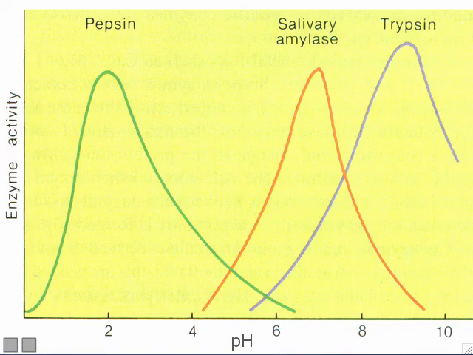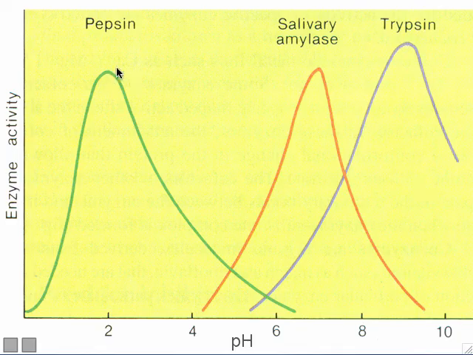Okay, but here's the thing. Different organs in the body have different pHs. And so not all enzymes in your body are going to have the exact same pH optimum as all the other enzymes in your body. So here's a different enzyme in your body. It's called pepsin, and notice that its pH optimum is pH 2. That's where it has its greatest activity. And here's another enzyme in your body. It's called trypsin, and its pH optimum looks around pH 9 or so, right?